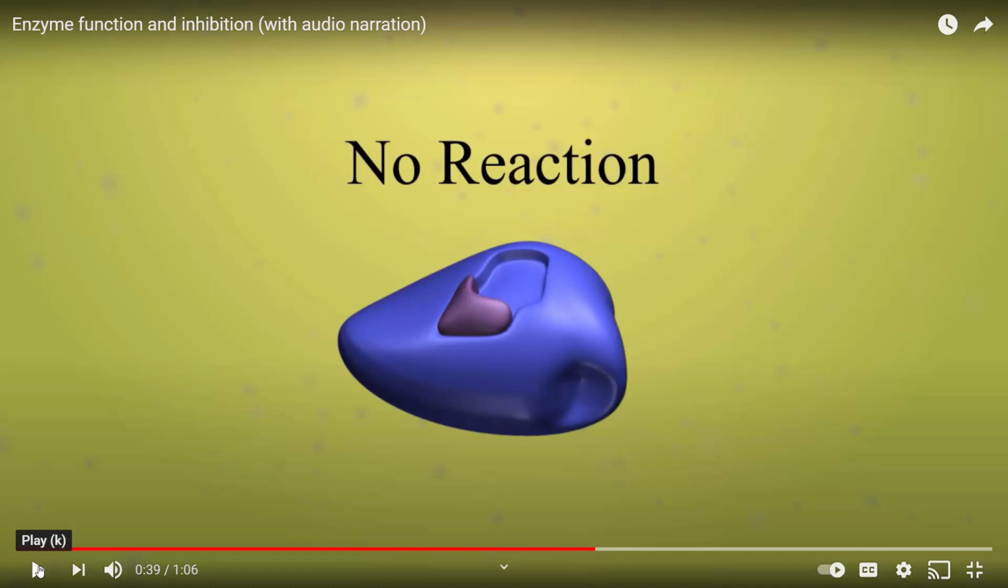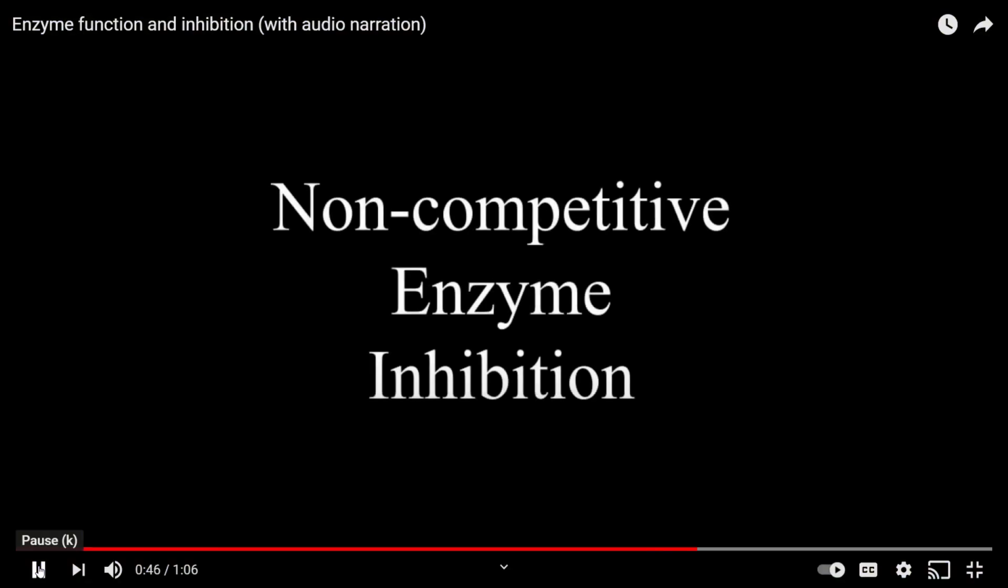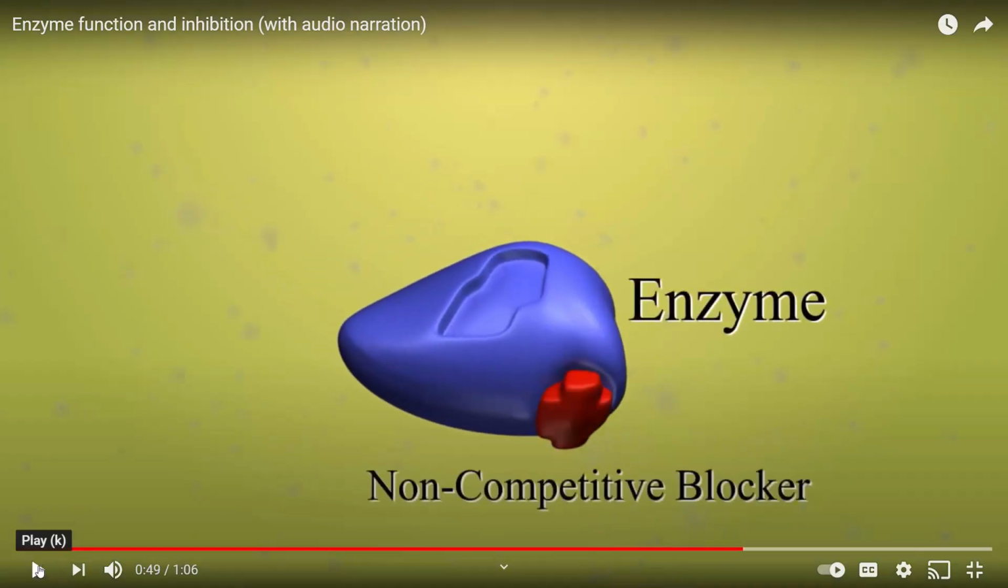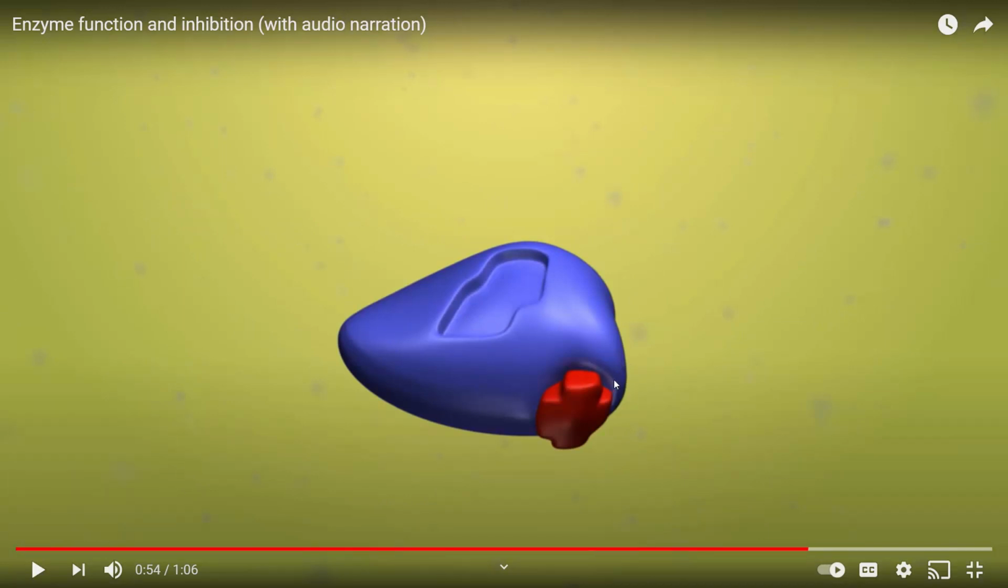On the other hand, we also have non-competitive inhibition. No reaction will occur. So there we have another one bouncing off. So this is non-competitive inhibition. And so what happens in this case is we have an inhibitor that binds to another site on the enzyme, referred to as the allosteric site, away from the active site. And so the allosteric site is down here.